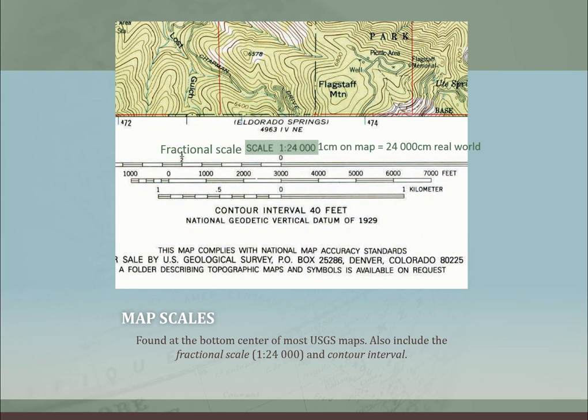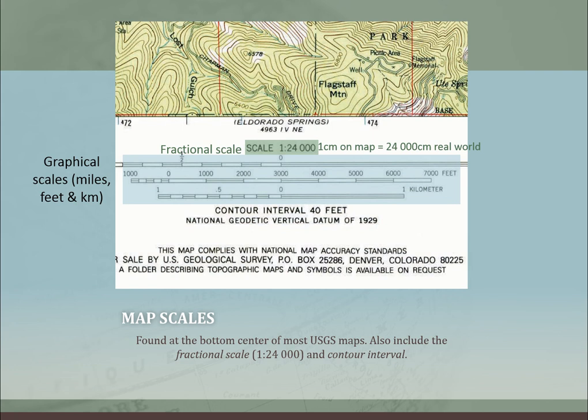This also has a graphical scale. It has it in miles, feet, and kilometers. And then it has the contour interval, very useful if you're trying to determine the elevation of a specific location, like Flagstaff Mountain, for instance. Contour interval 40 feet means that the elevation change between each line is 40 feet.